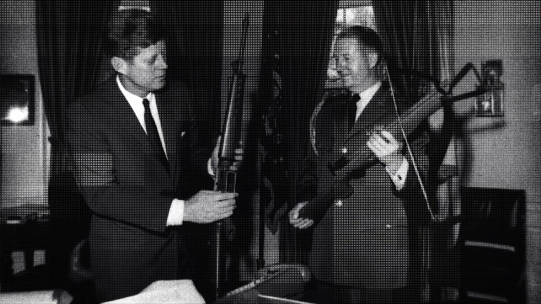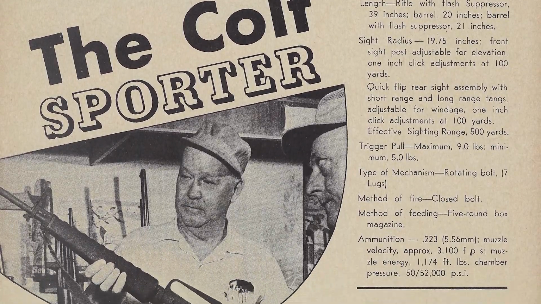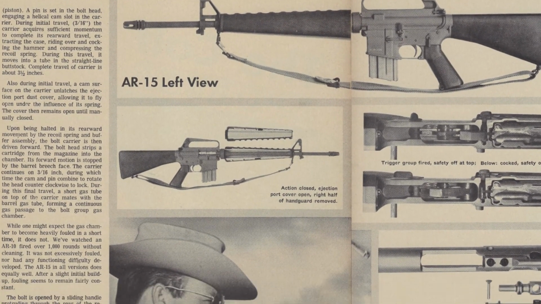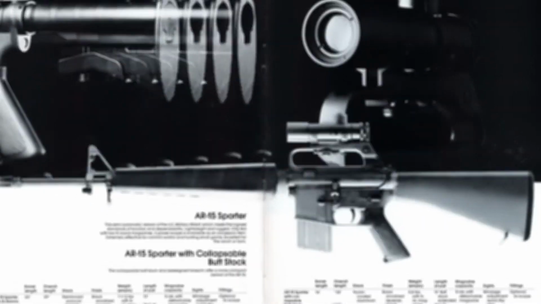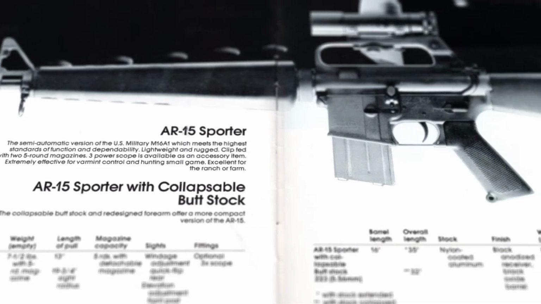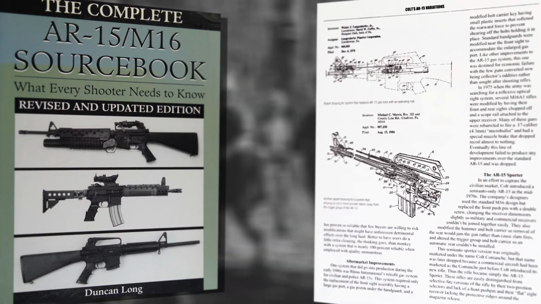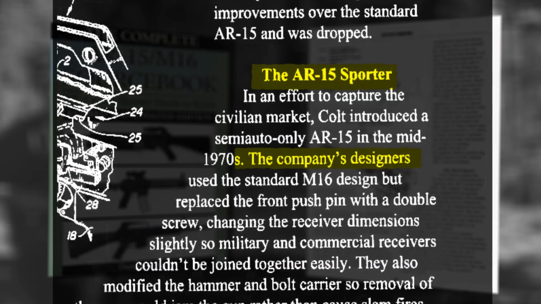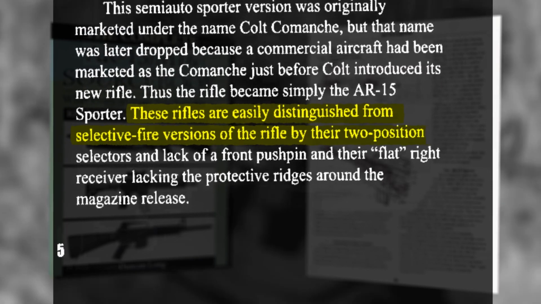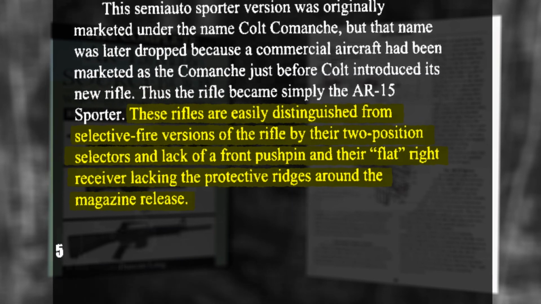Once it was adopted by the US Army, Colt later initiated the sale of the semi-automatic version of the M16 to the civilian market, and the first mass-produced version was the AR-15 Sporter. This is when the AR-15 name was first used for a rifle made for civilian shooters. Now, for the AR-15 Sporter, the company's designers used the M16 design, but they did replace a lot of internals. The rifles can be distinguished by the select-fire M16 having a two-position selector, the front push pin, and the protective ridges around the magazine release, which the flat receiver lacked.